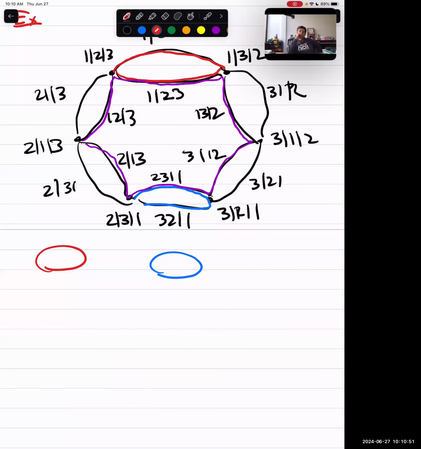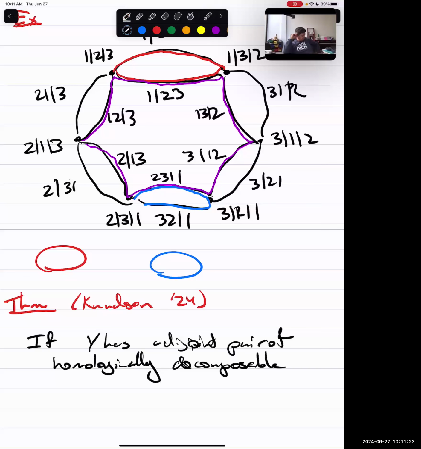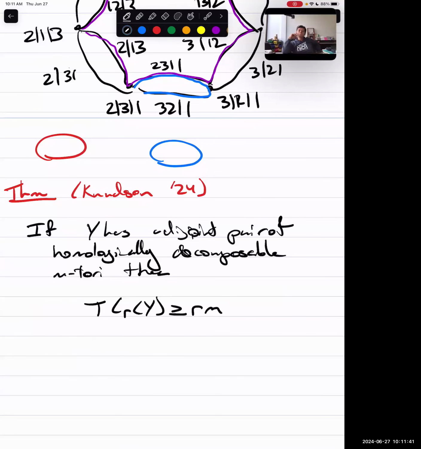And as a result of this, we're going to be able to use the following theorem by Ben Knudsen, that was building upon various results using zero coupling product, but kind of made it a little bit simpler. It says if Y has a disjoint pair of homologically decomposable M tori, then our R-sequential topological complexity of Y is going to be bigger than R times N. And so it turns out that it's going to be relatively easy for us to find tori.